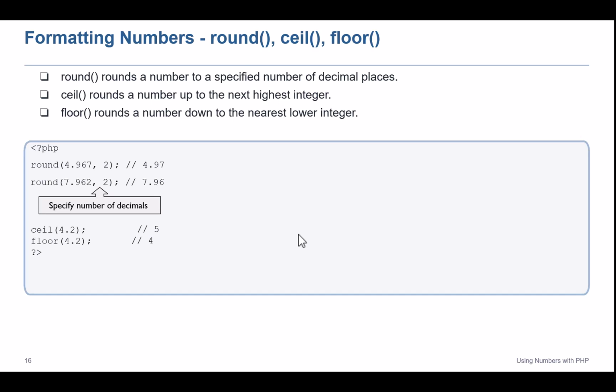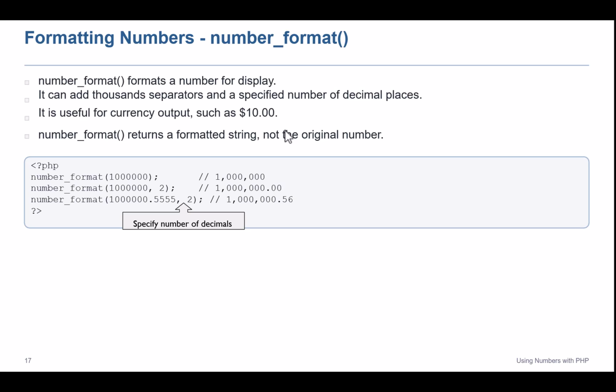Other useful functions are ceil and floor. The ceil function rounds a number up to the next highest integer, and the floor function rounds a number down to the nearest lower integer. For example, if the value is 4.2 and we use the ceiling function, it rounds it up to 5, while the floor function rounds it down to 4. The number format function formats numbers for display.